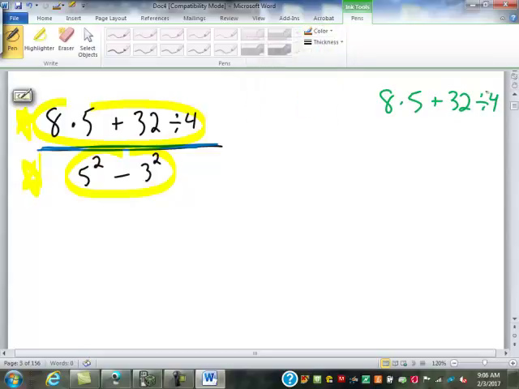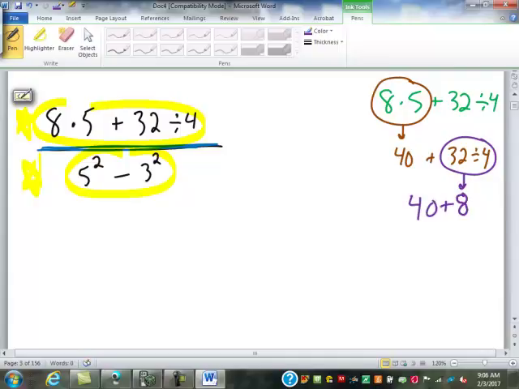On top, are there any other enclosing symbols? No. Exponents? No. Multiplication and division? Sure is. So we're going to start left to right. 8 times 5 is 40. What's next? 32 divided by 4 is 8. And finally, 40 plus 8 is 48. So we've got 48 on top.